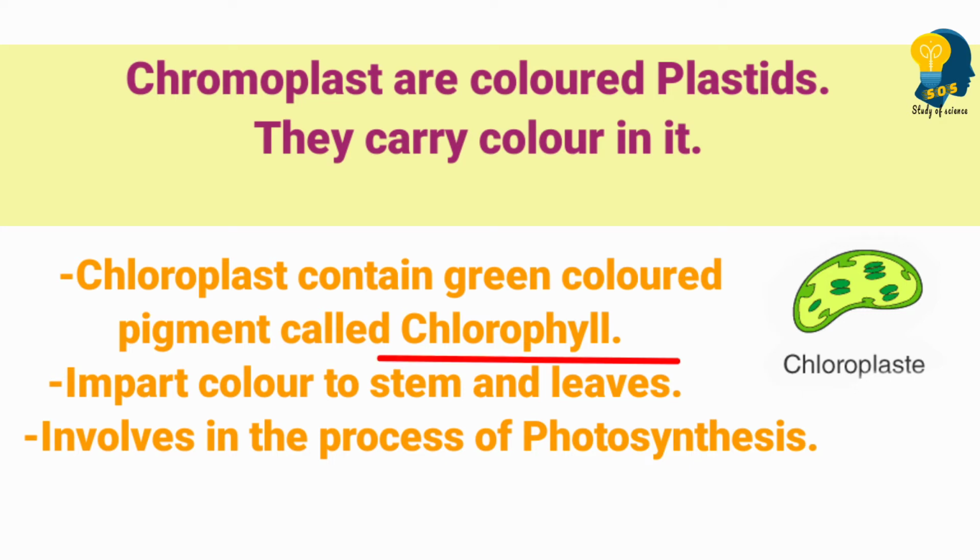And this chlorophyll enables the plants to look green in color. We have seen most of the plant's parts are green in color. The leaves, stems and other parts of the plants are green, right? It is because of the presence of the chloroplast, which contains the green colored pigment chlorophyll, and this chlorophyll enables the plant to look green in color.